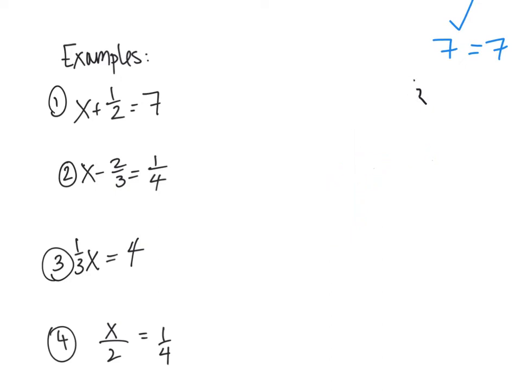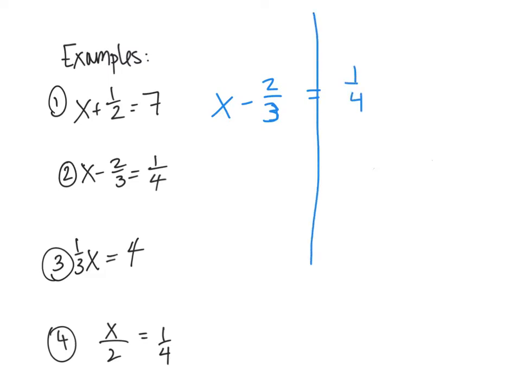Okay, so our next example is going to be x minus 2/3 equal to 1/4. Again, I'm going to draw my line vertically. That's kind of like that scale. We want to make sure that what I do to one side, my left side, I also do to the right side of my equal sign, of that scale.